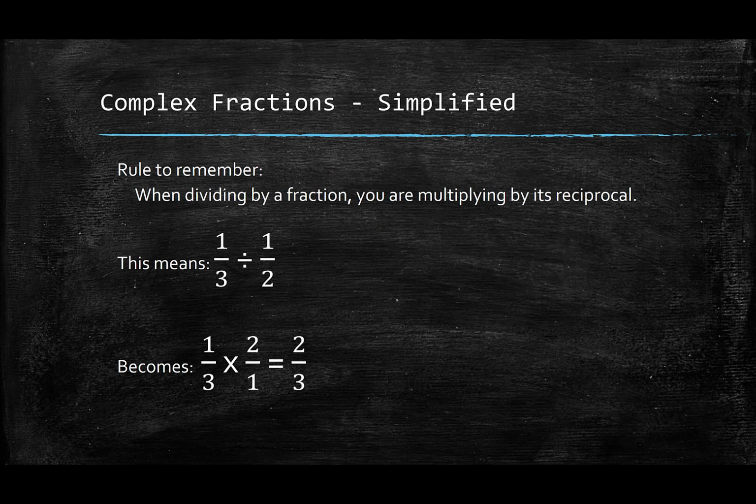Now that we have our complex fraction written as a division problem, we have to keep in mind one very important rule. This rule, the reciprocal rule, states that dividing by a fraction is equivalent to multiplying by the reciprocal of that fraction. This means our division problem, 1/3 divided by 1/2, can be written as a multiplication problem, 1/3 times 2 over 1. This multiplication problem can then be solved to get us the answer to our problem, 2/3.